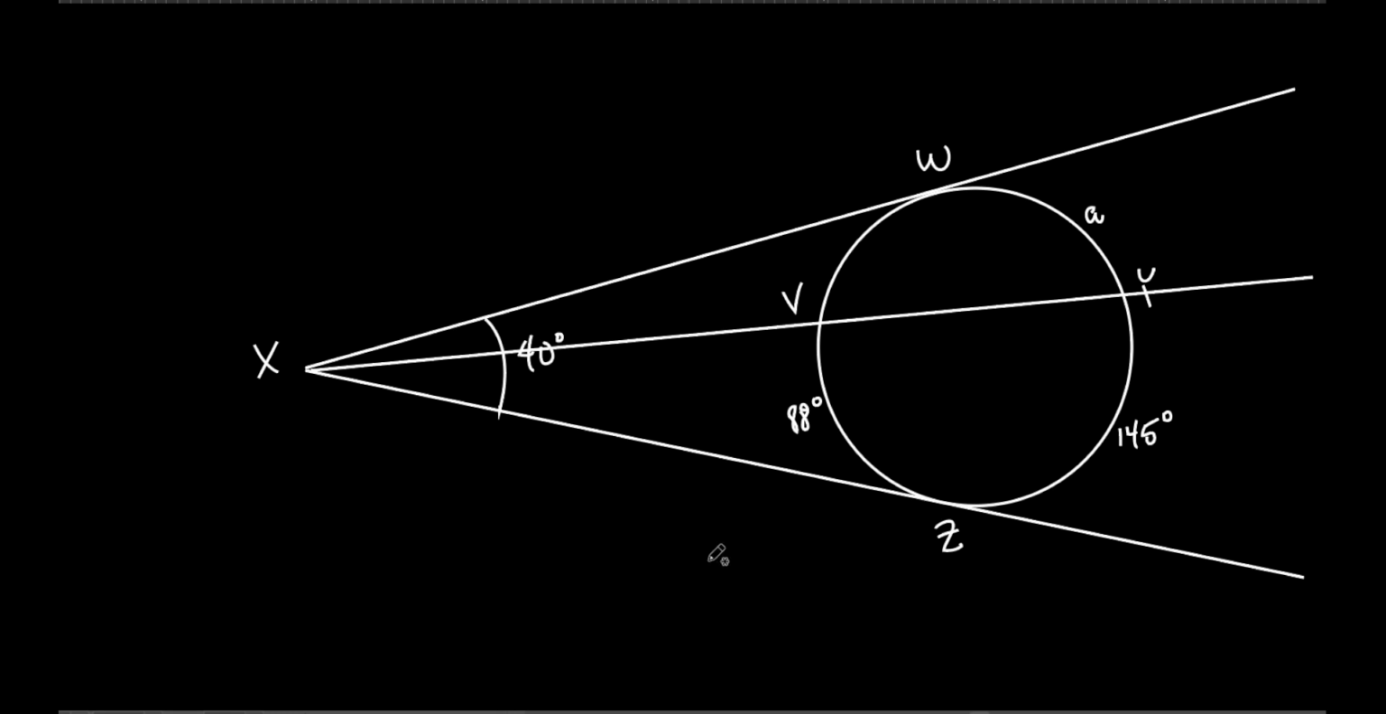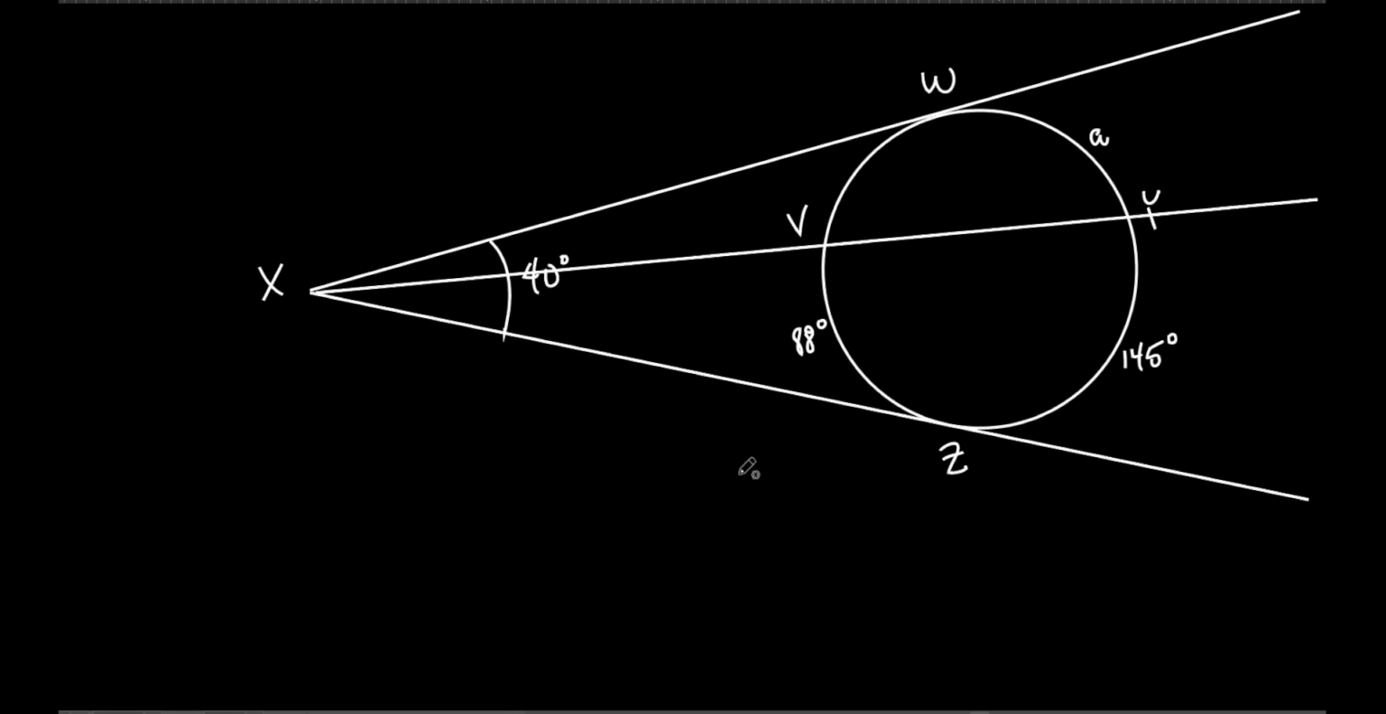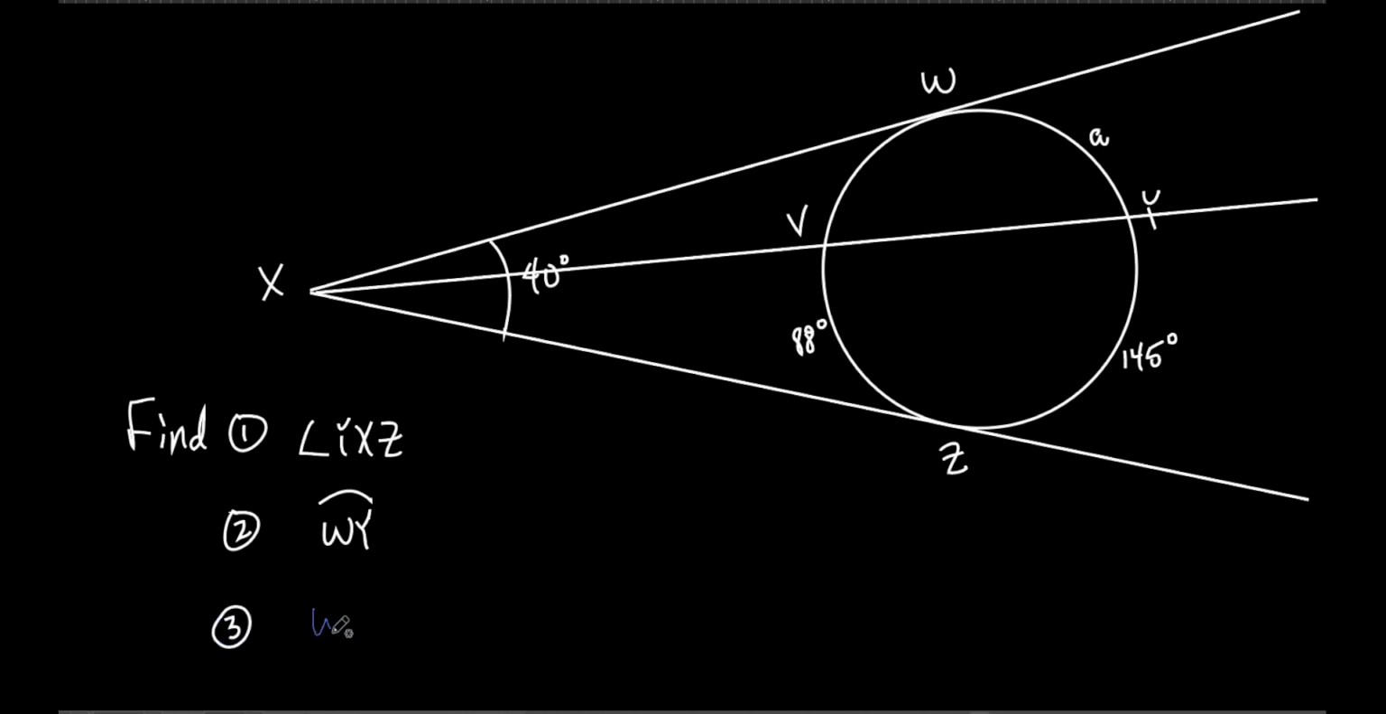And they ask you to find 3 different things. I'll just write it down. I don't think we'll have enough time to do them, so I'll let you try this one on your own, okay? And it's in the book. You can look to see what the answers are. So it's find angle YXZ. Then number 2, you're going to find arc WY. And arc WY is A, so basically you're finding A. And then the third thing you're finding is arc WV. West Virginia.